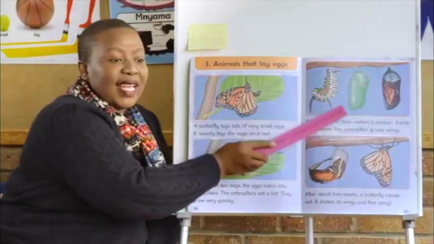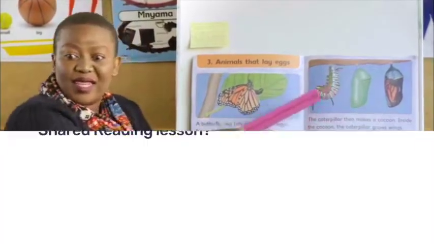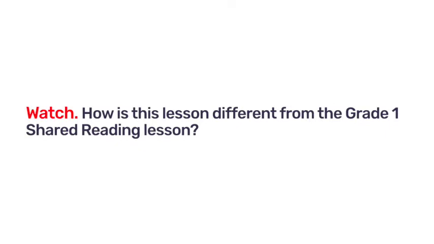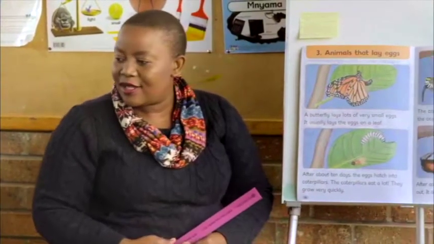What we call this in English. You know what we call this in English? The name of it. It's a cocoon. You're right.